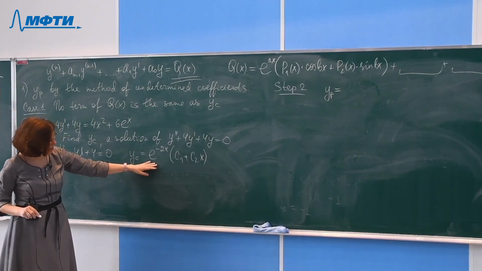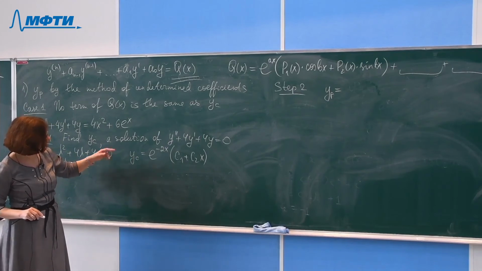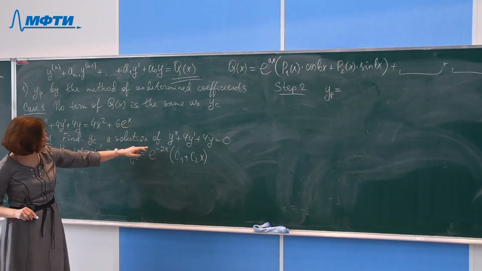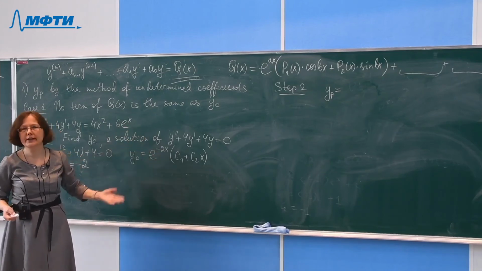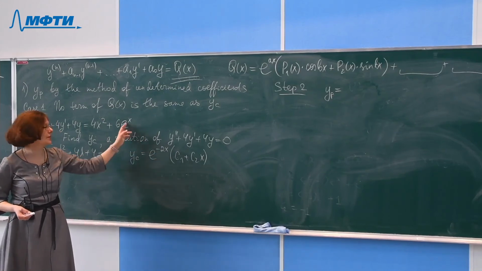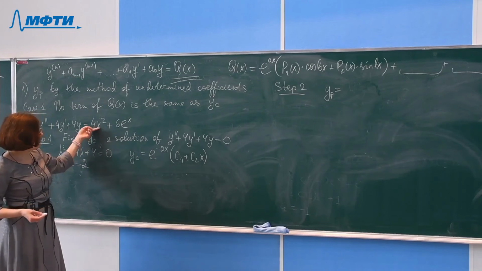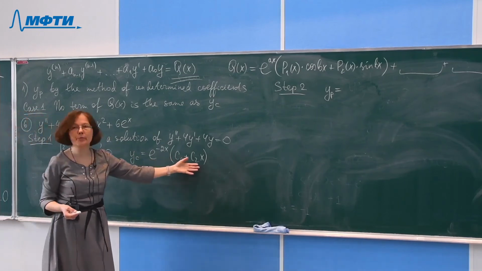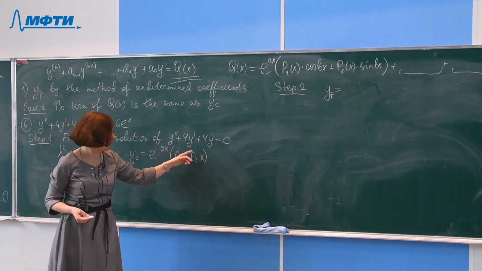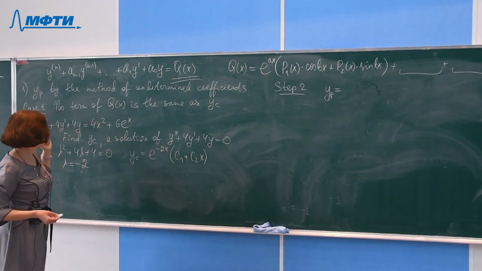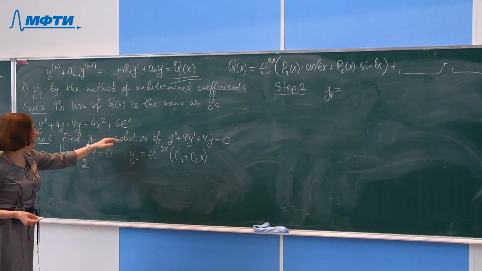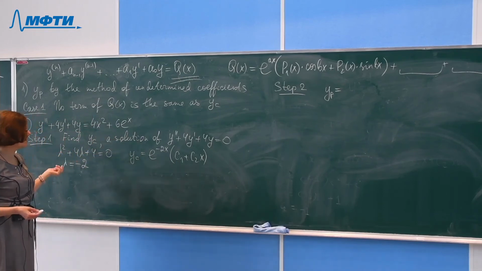We have e to x here and e to negative 2x here. So these terms are not alike. They are not the same. And we have a polynomial here and no polynomial here. So multiplication by a polynomial doesn't matter. So we have no alike terms, no same terms.